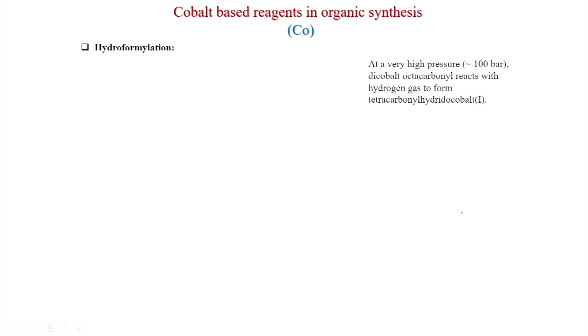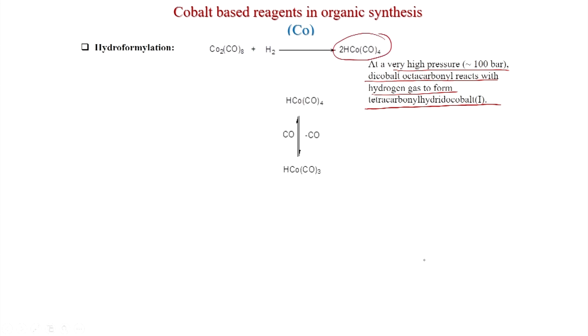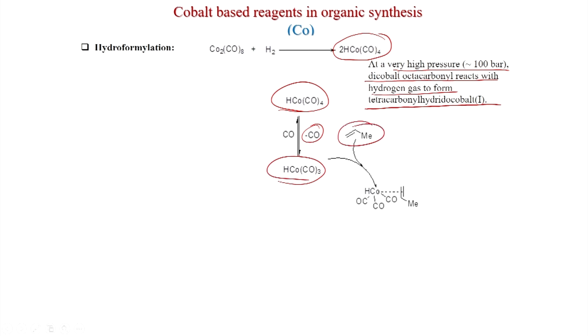So, this is the mechanism. At a very high pressure like 100 bar, dicobalt octacarbonyl reacts with hydrogen gas to form tetracarbonyl hydridocobalt. So, this tetracarbonyl hydridocobalt is formed. This is the active catalyst, HCo(CO)4. After carbon monoxide elimination you get this, and then the alkene, so here propene coordinates with the cobalt and you get this.